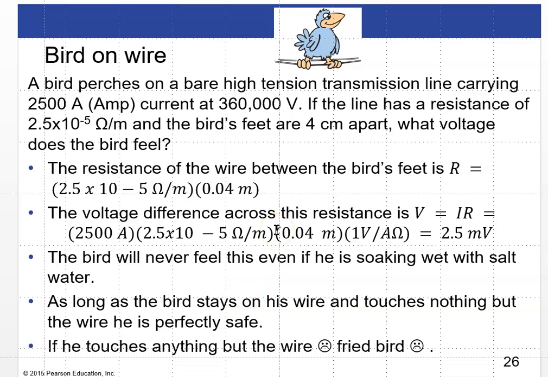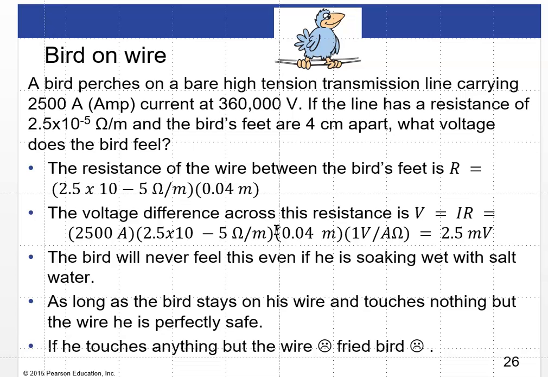Now, a bird, people ask me this all the time, and I can remember asking my dad this when I was a little kid. If you look at the top of wires up on top of telephone poles, most people think they're insulated. They're not. Those are usually bare. And birds perch on them with their little bare feet. Suppose a bird is perching on a high tension line carrying 2,500 amps, at 360 kilovolts. If the line has a resistance of 2.5 times 10 to the minus fifth ohms per meter, and the bird's feet are 4 centimeters apart, what voltage does the bird feel?